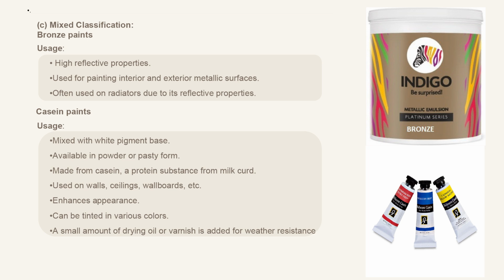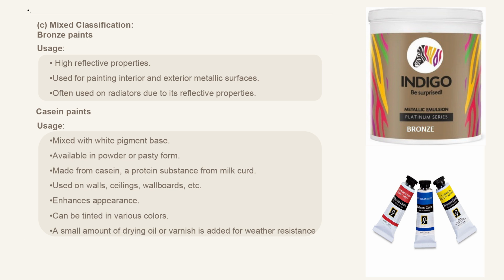Next we have bronze paint. Now if you need to paint interior and exterior metal surfaces, bronze paints are your go-to. They consist of nitrocellulose lacquer and aluminum or copper bronze pigments. Thanks to their highly reflective property, they are often used on radiators. Think about the radiators in old buildings. Many of them are painted with bronze paints to give them that shiny metallic look.